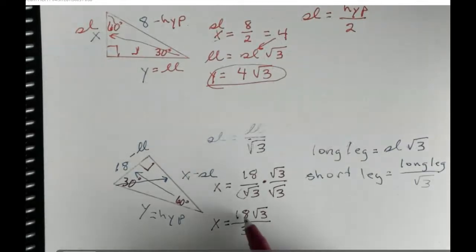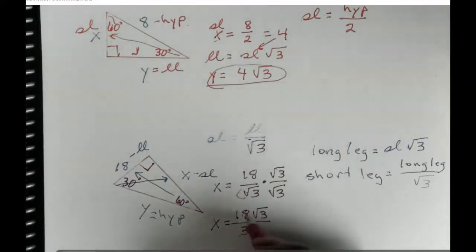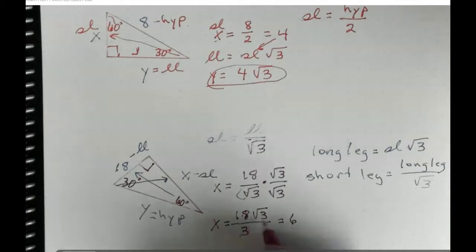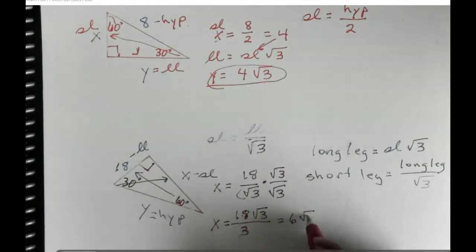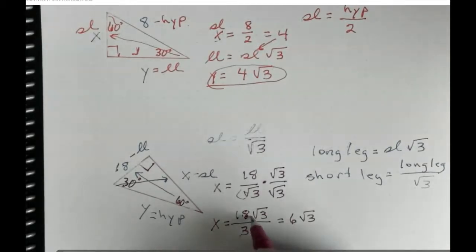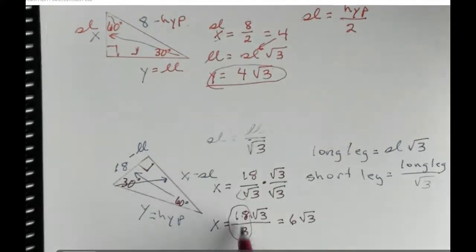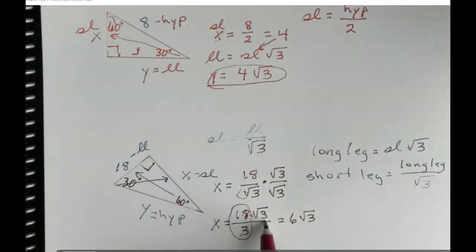And do notice that I have 3 and 18 on the outside, so that means I can divide those. So 3 goes into 18 6 times, but my square root of 3 is still there. Basically what I've done is just divided the 3 into the 18 to get my 6, and my square root of 3 is still there.